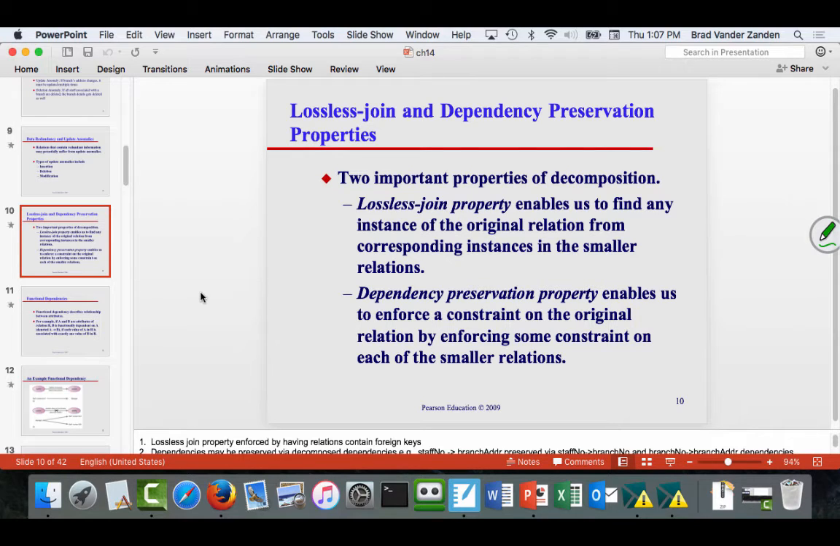And the way we preserve or enforce the lossless join property is with foreign keys. And we also are going to preserve it because basically we're going to use functional dependencies to guide us in our decompositions. And the left side of the functional dependency is going to end up being the foreign key.